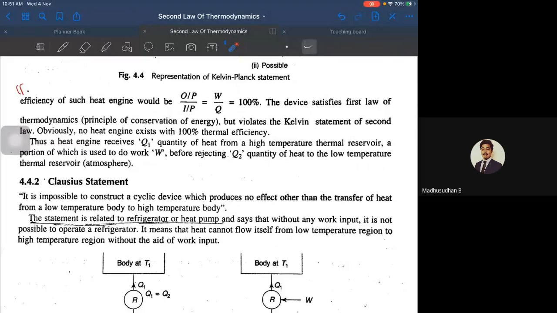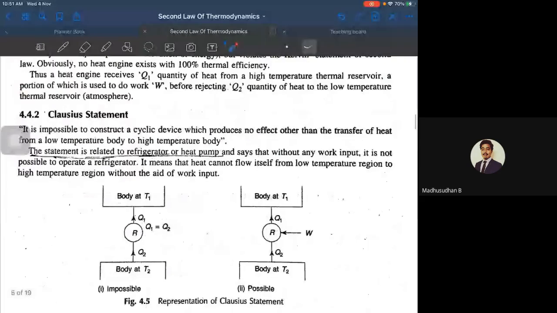The statement is related to a refrigerator or heat pump and says that without any work input, it is not possible to operate a refrigerator. Exactly. It means that heat cannot flow by itself from a low temperature region to a high temperature region without the aid of work input. Any doubt, guys, in the Clausius statement? No, sir. Clear.